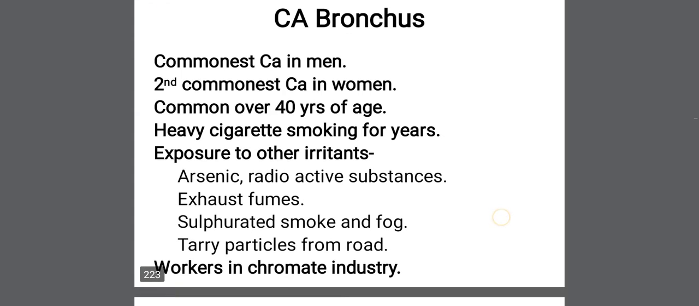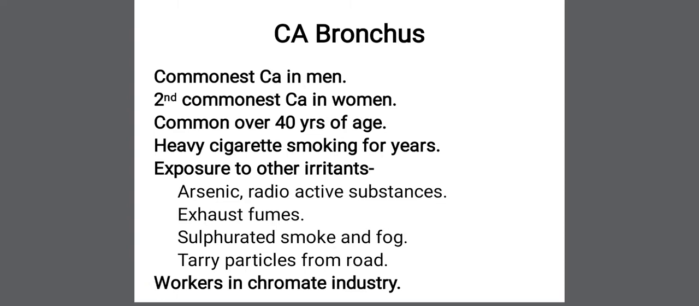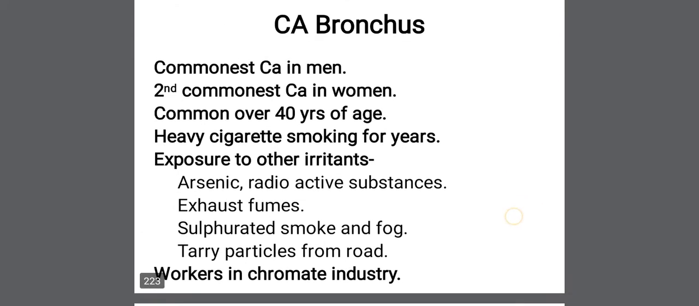This CA bronchus is commonest in men and it is the second most common in women. The age group affected is over 40 years of age, and there are some predisposing factors. This cancer may occur in heavy cigarette smoking for many years. If a person is a heavy cigarette smoker for many years, that is a predisposing factor for CA bronchus.